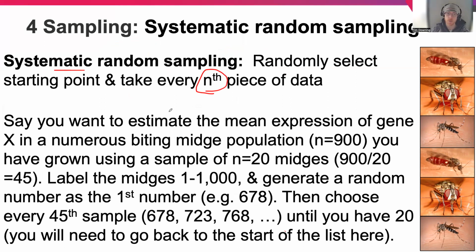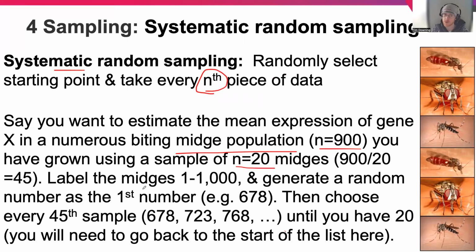So say we want to estimate the mean expression of a gene, and we have lots and lots of images that we've grown in our lab. We have 900 of them. We can't sample them all. We can just deal with 20. We're going to look at RNA-seq for 20.